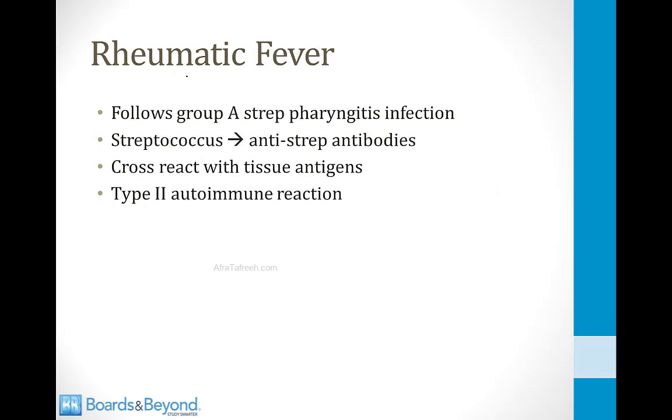Next, let's talk about rheumatic fever. This is an immune sequela that follows a group A strep pharyngitis infection. Infection with Streptococcus leads to the production of anti-strep antibodies, and those antibodies cross-react with tissue antigens, and this leads to rheumatic fever. This is considered an example of a type 2 autoimmune or hypersensitivity reaction.